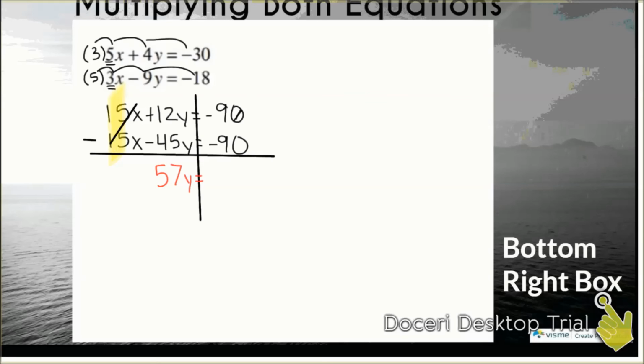Then finally, we have negative 90 minus negative 90. Again, same thing. If I have subtraction followed by a negative, that turns into addition. So it's really negative 90 plus 90. If I'm at negative 90 and I'm going to add 90, that's going to end up at 0. Those are going to zero out. So I have 0 over here on the right side.